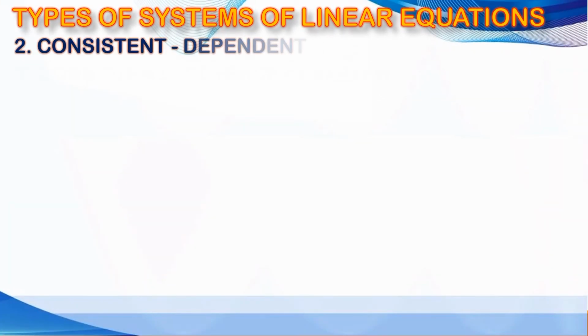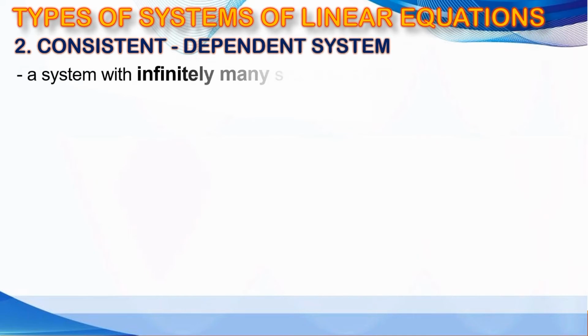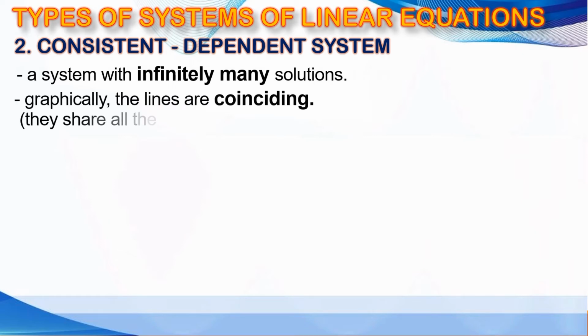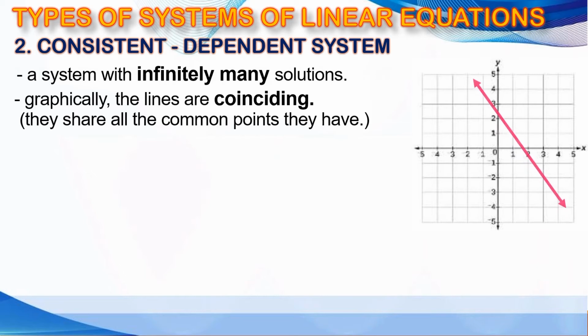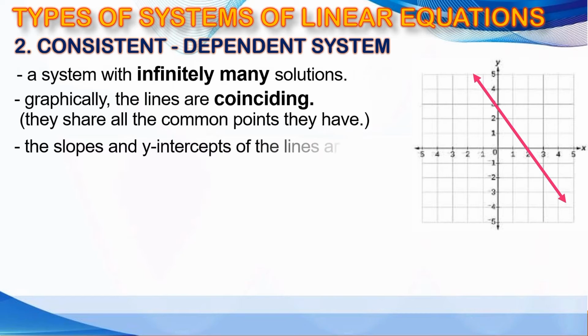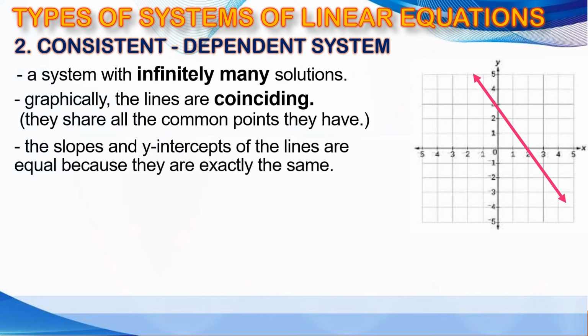How about the consistent, dependent system? This is a system with infinitely many solutions. Graphically, the lines are coinciding, which means they share all the common points they have, just like the graph on the right. And the slopes and y-intercepts of the lines are equal because they are exactly the same.